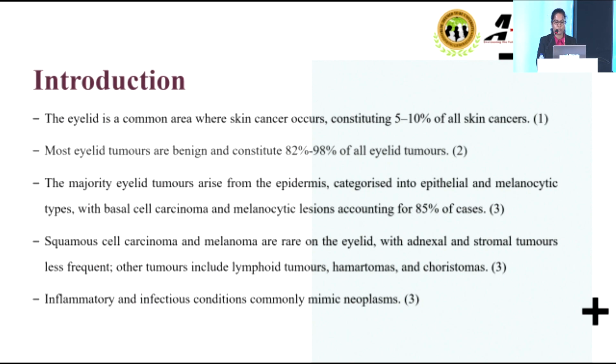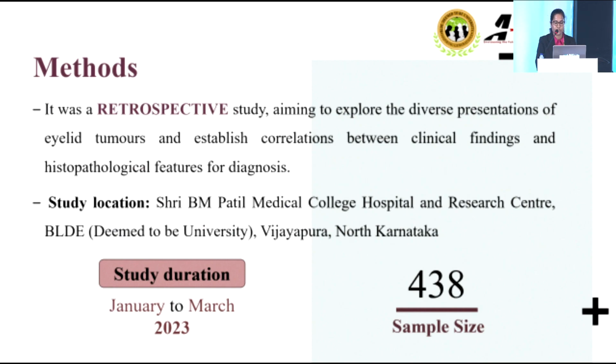Squamous cell carcinoma and melanoma are rare on the eyelid, with adnexal stromal tumors less frequent. Other tumors include lymphoid tumors, hematomas, and choristomas. Inflammatory and infectious conditions commonly mimic neoplasms. This is a retrospective study aiming to explore the diverse presentations of lid tumors and to establish correlation between the clinical findings and histopathological features for diagnosis.